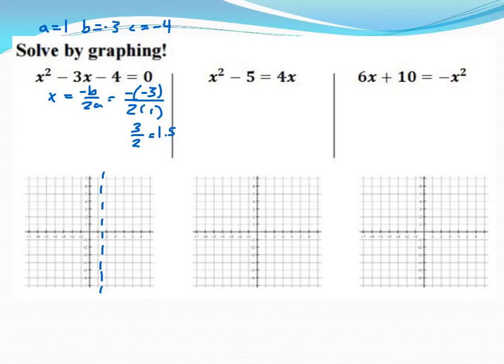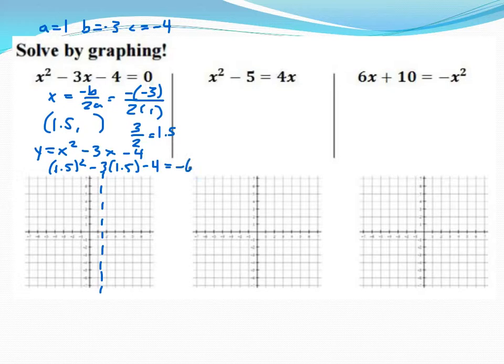Well, the last thing I'm going to do is plug into my function, y equals x squared minus 3x minus 4. If my 1.5 is my x value, I need to find my y value. So plugging this in, I'm going to have 1.5 squared minus 3 times 1.5 minus 4. You may need a calculator here. Okay, what's that going to give me? All right, that's going to give me negative 6.25.